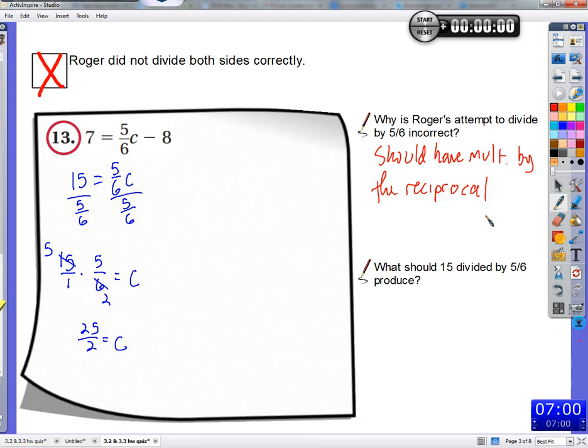Okay, so what should he get when he actually does do 15 divided by 5/6? Really? One? For the final, yeah. 15 divided by 5/6? I think. You should get one here? Oh, wait. No. Let's see. 15 divided by 5/6. We said we multiply by the reciprocal. That's 15 over 1 times 6/5. Cancels those two out. That leaves a 3 there. 3 times 6 is 18. Should get 18. Okay.